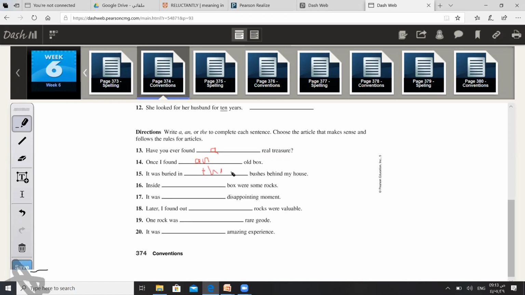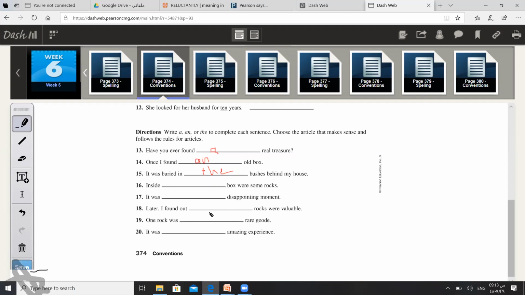Okay, check if your answers are correct. "Inside the box were some rocks." Very good. "It was a disappointing moment." Very good. Here we have D, and D is a consonant, so it's supposed to be "a." Yes, teacher, I said that. "Later, I found out the rocks were valuable."